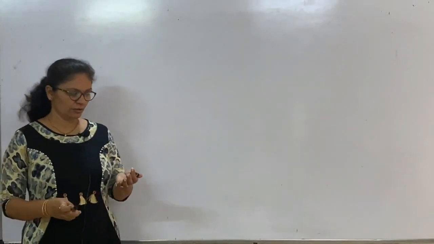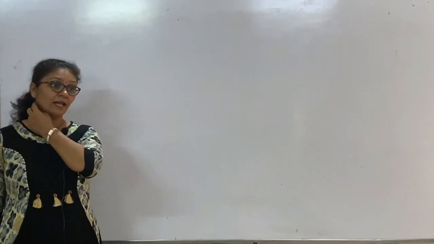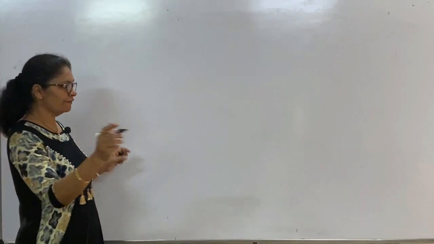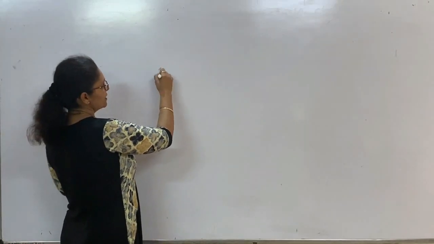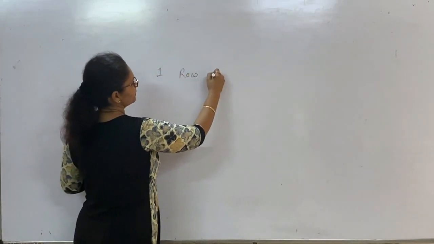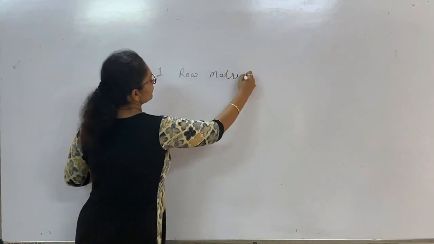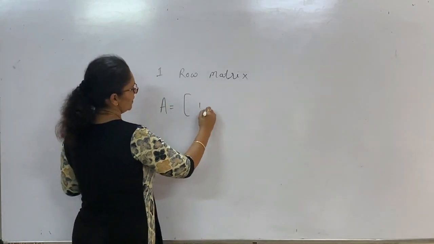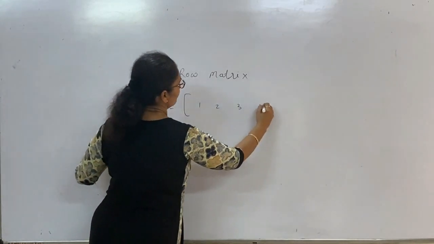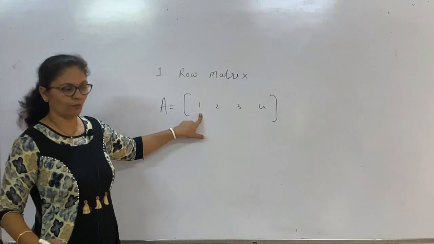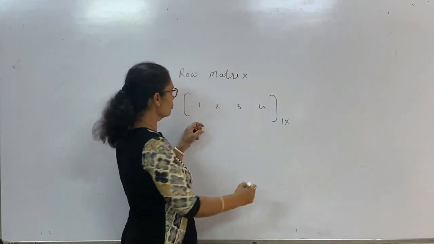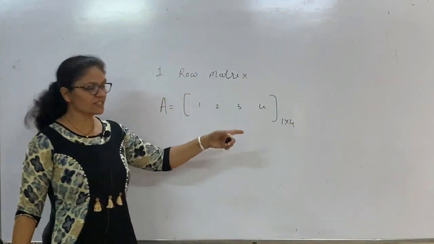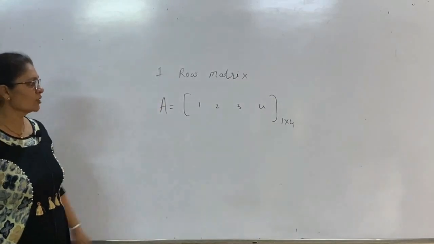In the last lecture we discussed matrices. Now today in this lecture we will discuss its types. The first type we discuss is row matrix. Row matrix means in which only one row is present, like 1, 2, 3, 4. If only one row, then it is called row matrix. Now what is the order of it? Row is 1 but columns are 4. So order is 1 by 4.